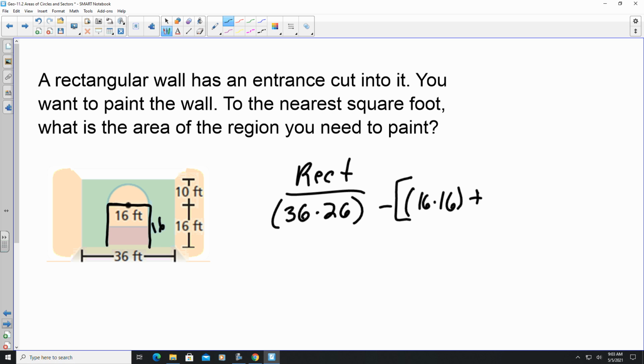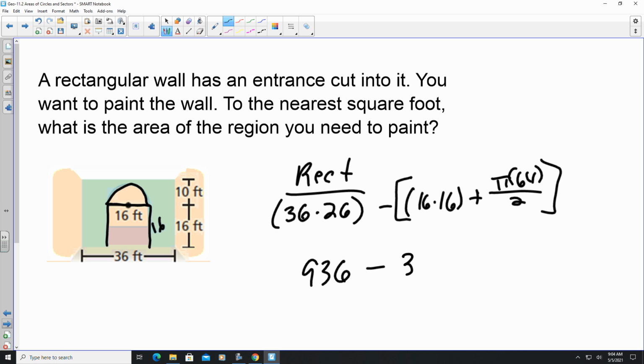plus we got this circle, which is a half circle, which has a radius of 8. So it's going to be pi r squared, well, it would be 8 squared, so it would be 64 divided by 2. So 36 times 26 with the rectangle is 936 minus, so 16 times 16 plus pi times 64 divided by 2.